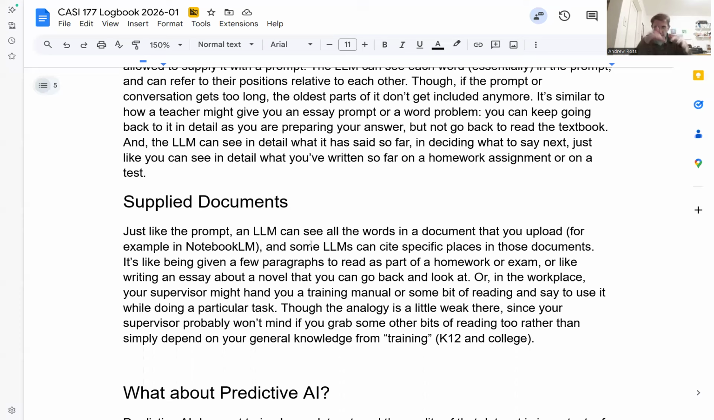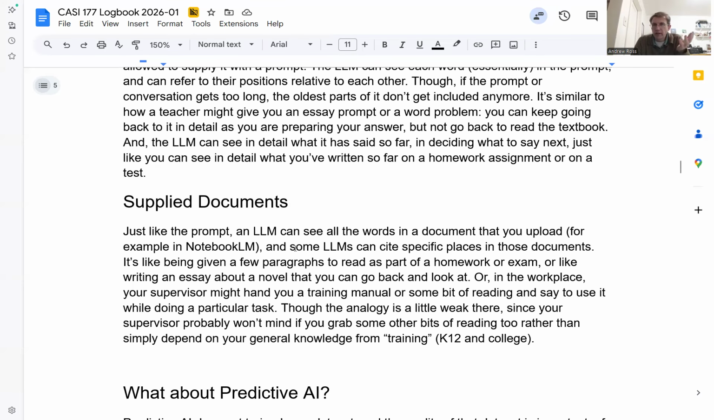You can sit there and read that one-page summary in detail, and also look at the prompt as you're writing out your stuff. Or in the workplace, a supervisor might hand you a training manual or a bit of reading and say, use this while you're doing this task. Although that analogy is a little weak because usually a job isn't closed book like an exam might be. The supervisor probably won't mind if you go grab other bits of reading to help you on the task, rather than just depending on your training in maybe a hazy way on some details.